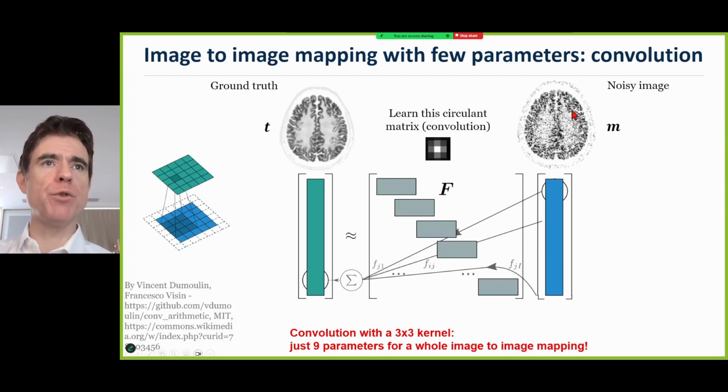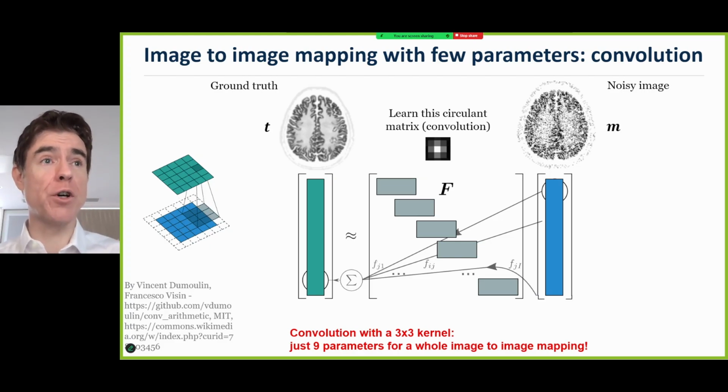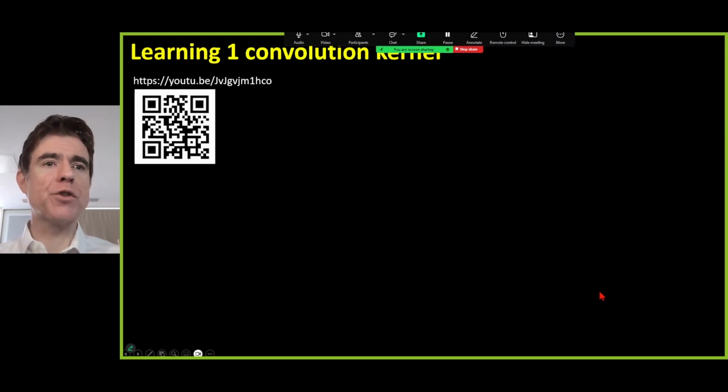So what would that look like? We'd vectorize our noisy input image here, and that's just a vector M. We would then have this circulant matrix where we just have the convolution kernel duplicated along the rows or columns of the matrix F, and then we would be getting some output from that convolution. All we need to do then is train up the values. 9 values, just by deep learning, even with one single training example, we'll be able to train up a best kernel for denoising.